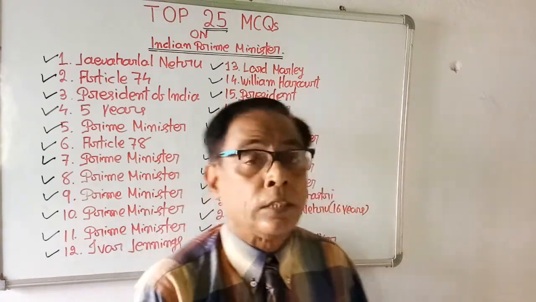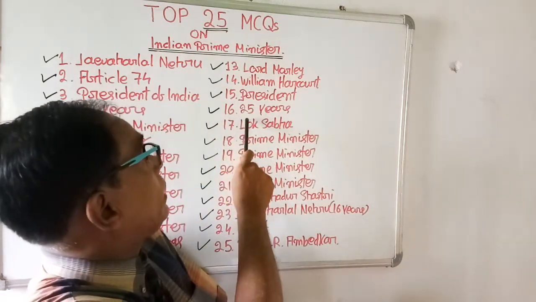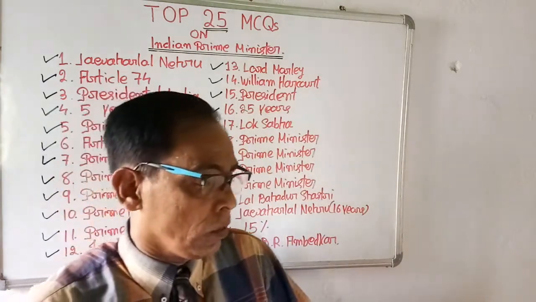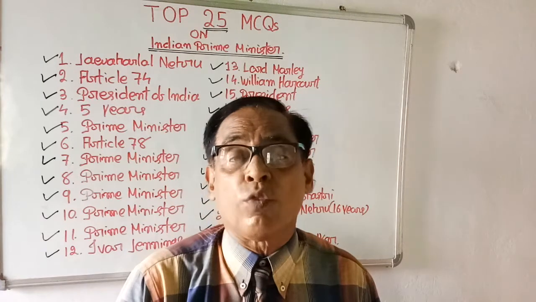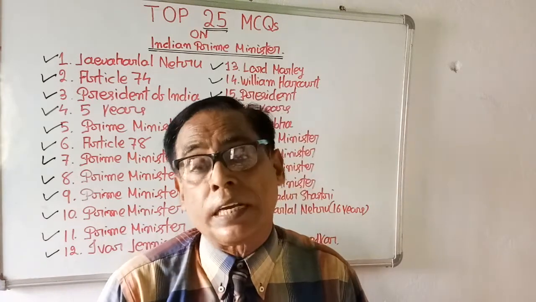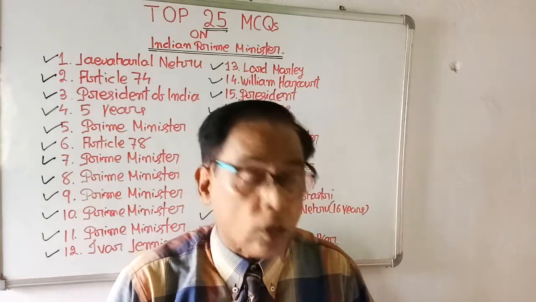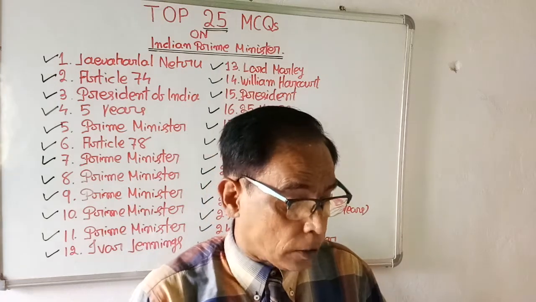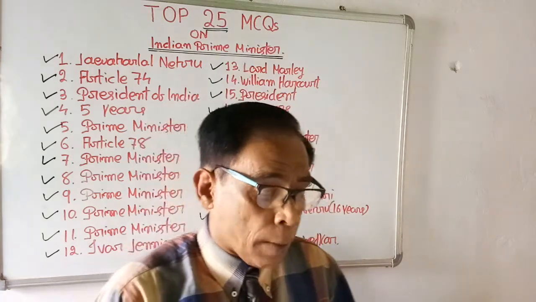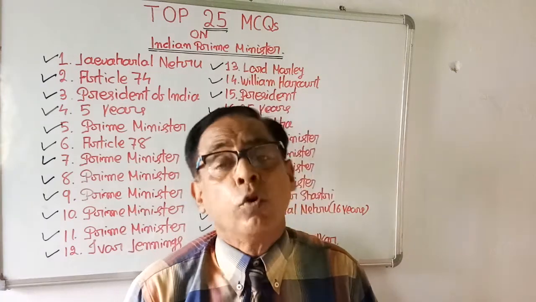The right answer is 25 years. Question 16, 25 years. Unless a person is 25 years, he cannot be the Prime Minister. It is the minimum. Then come to question number 17. The Prime Minister must have qualification of which house?